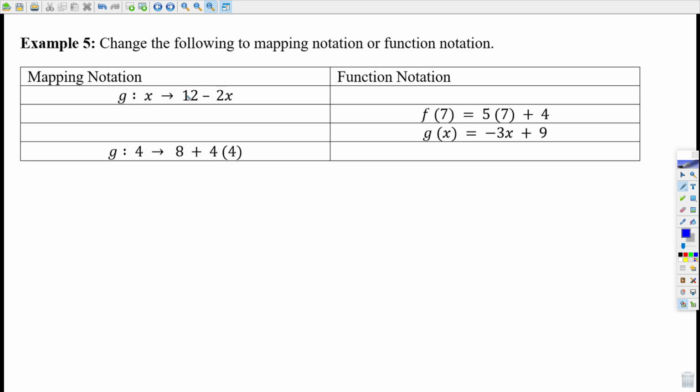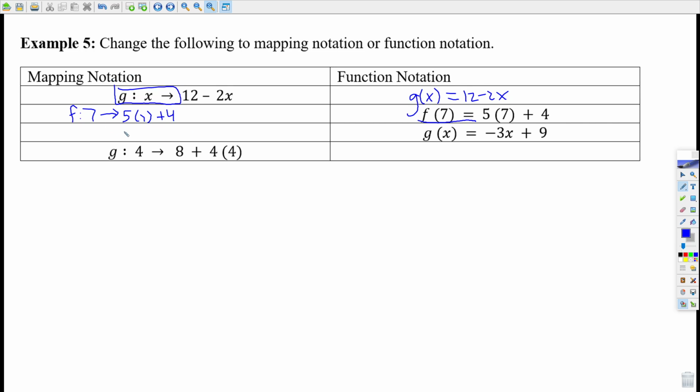Example 5, change the following to mapping notation or function notation. So we're going to kind of go back and forth between the two. So let's start with a mapping here up top. This is g maps x onto 12 minus 2x. So we're going to change that to g of x equals. That takes care of this entire thing. And then it's just 12 minus 2x. Go in the opposite direction. We're going to start with function notation. F of 7. So we're going to rewrite it as f maps 7 onto. That takes care of this whole thing. And then write the rest. 5 times 7 plus 4.